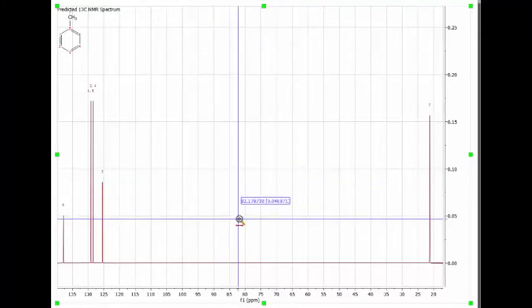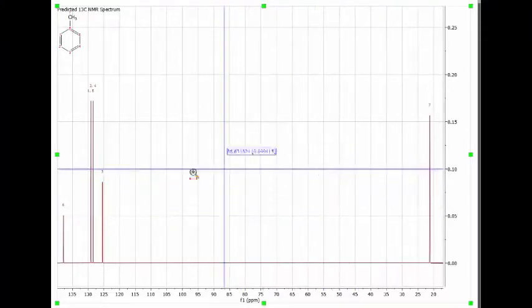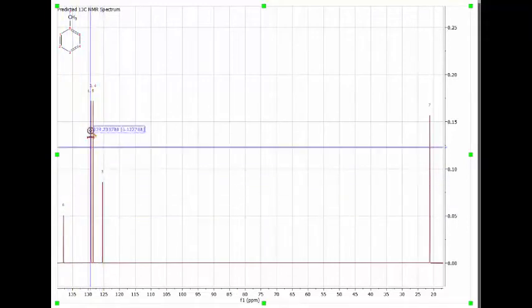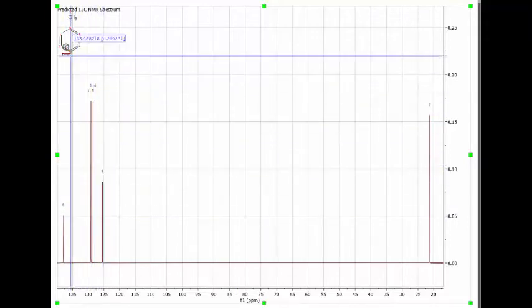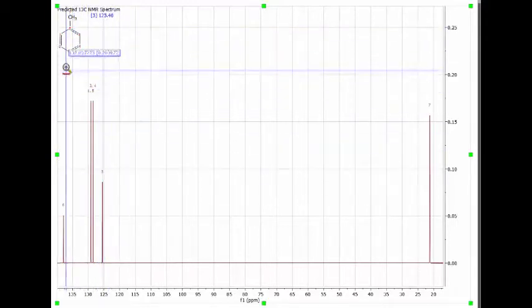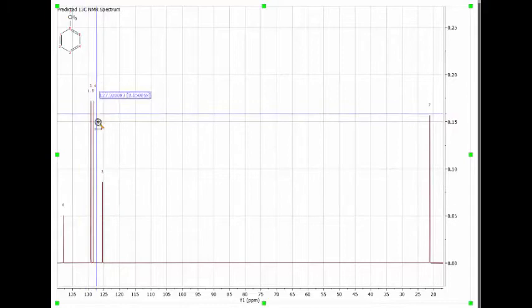Here, by the way, is the prediction that MNova would come up with, and I am not surprised at all to see that the relative height intensity between the carbons with H's bound that are worth 2 and the carbon with an H bound that's worth 1, that's 2 to 1. That makes sense to me.